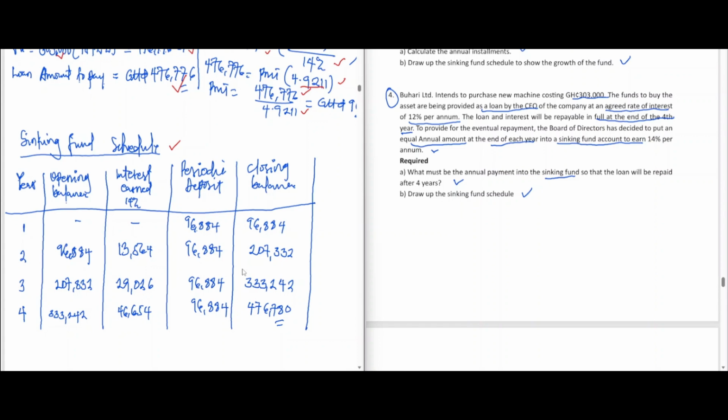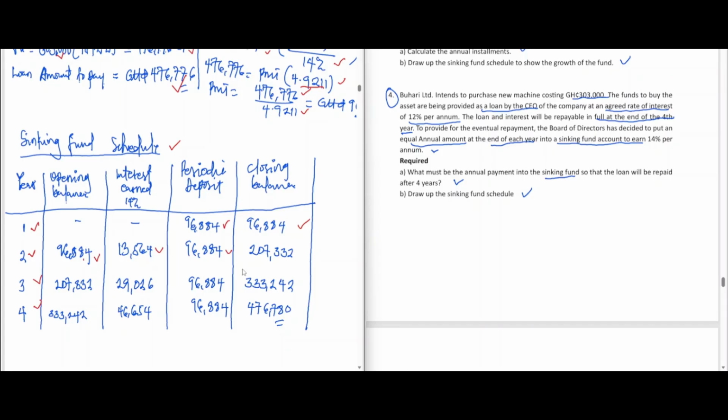So using the sinking fund to show the growth of the investment that they will be making, we know that payment will be made at the end of each year. And it is for how many years? 1 to 4 years. So year 1, 2, 3, 4. So at the end of year 1, we are making an annual payment of 96,884, which will become the closing balance for year 1. This 96,884 will become the opening balance, so we'll calculate 14% interest on it. 13,564 will become the interest earned on 96,884.